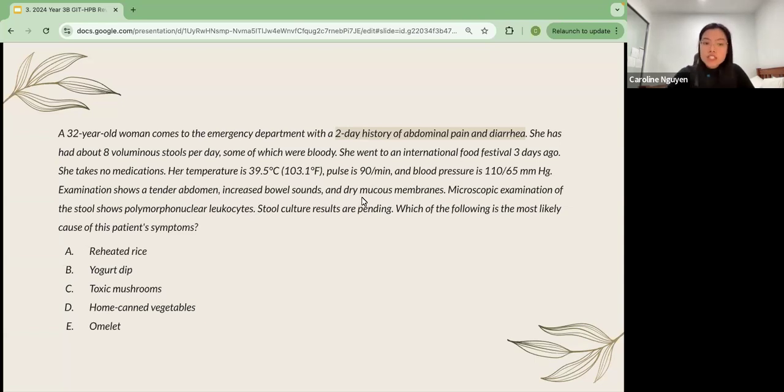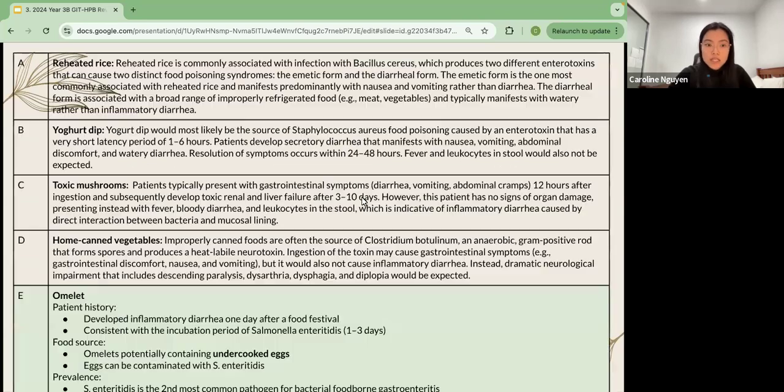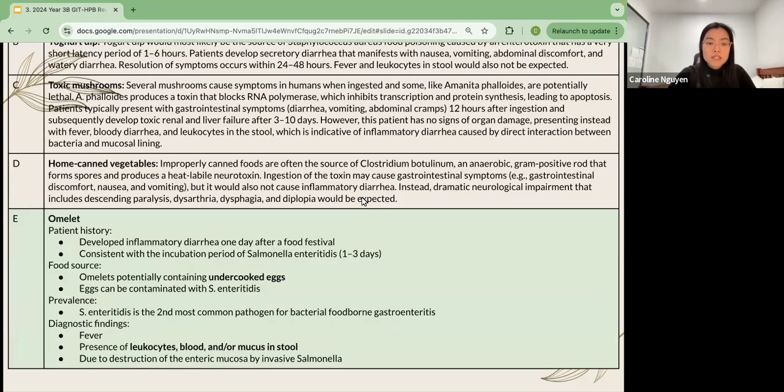So this question is tapping into whether or not we know about our watery diarrhea versus our bloody diarrhea. And that's something we do need to know about. So I will go through. The answer to this one is E, omelette. So with omelette, with undercooked eggs, that can result in bloody stools. So she's got the fever, leukocytes, blood, and mucus in stool, and it's due to salmonella.